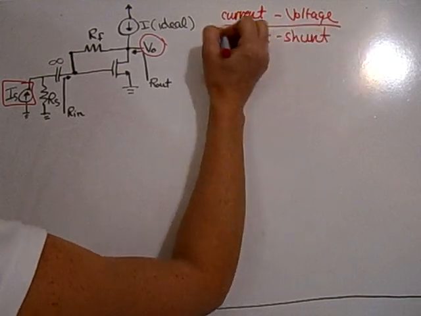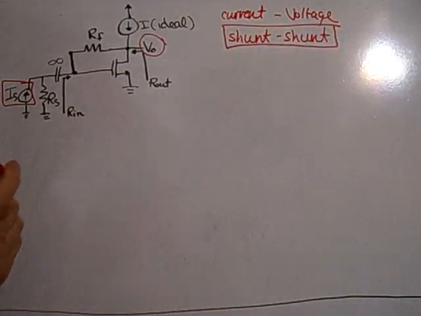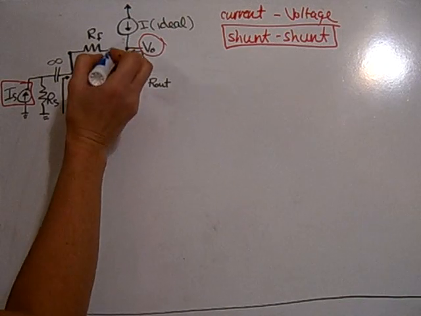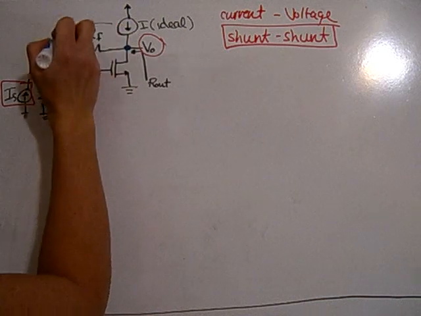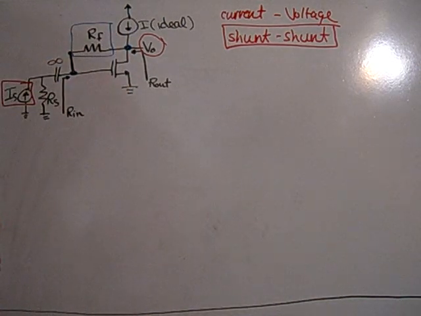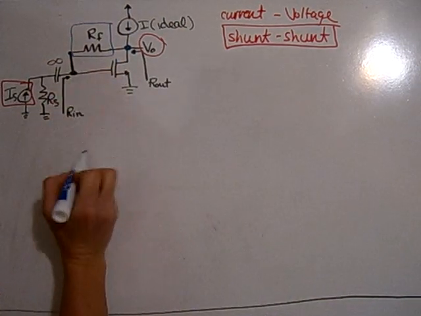After identifying the type of feedback, the next step is to identify the feedback portion of the network. Here we see from the output to the input side, here's the output side, here's the input side, that we have RF as our feedback portion.